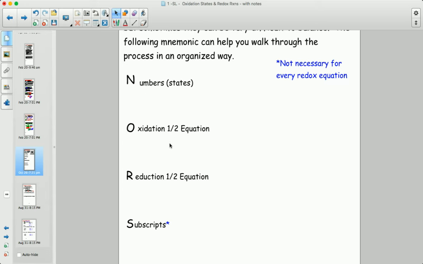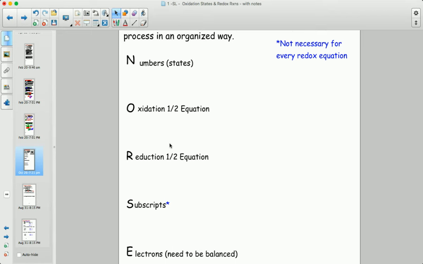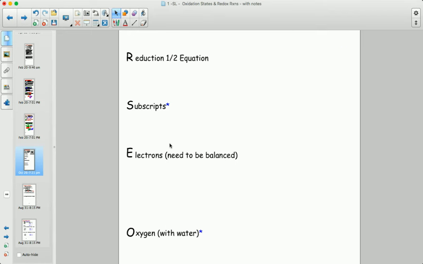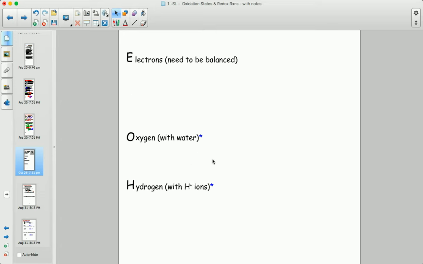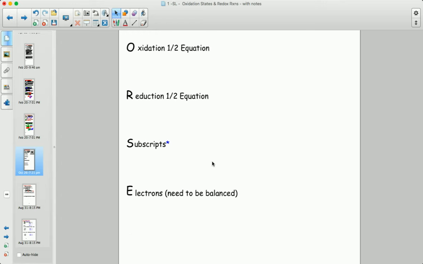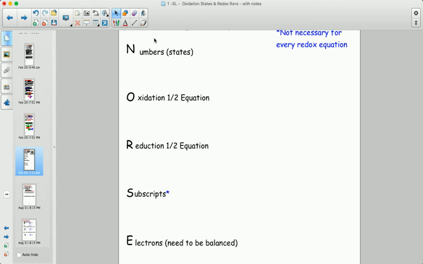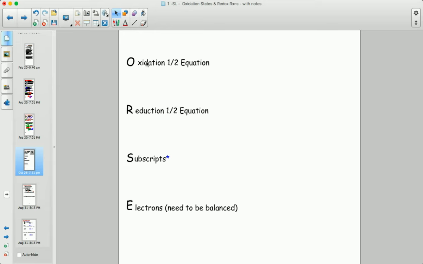Some of the steps don't occur or aren't necessary for every type of redox equation. And I've starred those here, like the step about subscripts, oxygen and hydrogen, for example. In the last equation that we just balanced with copper and silver, we didn't use those steps. We did, however, do these steps. The first thing you should always do trying to balance a redox equation is put in oxidation states or the oxidation numbers. Use those rules that we've talked about, figure out everything's oxidation state. That should make it pretty easy to spot what's been oxidized and what's been reduced.